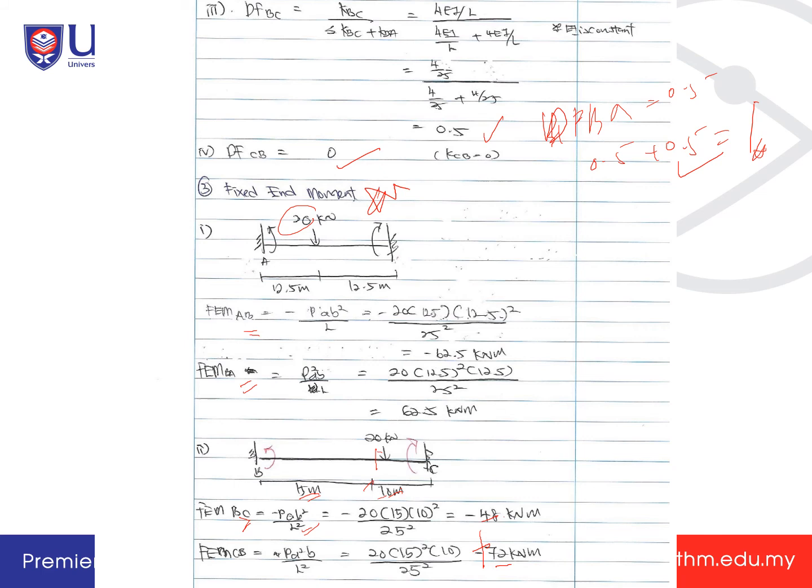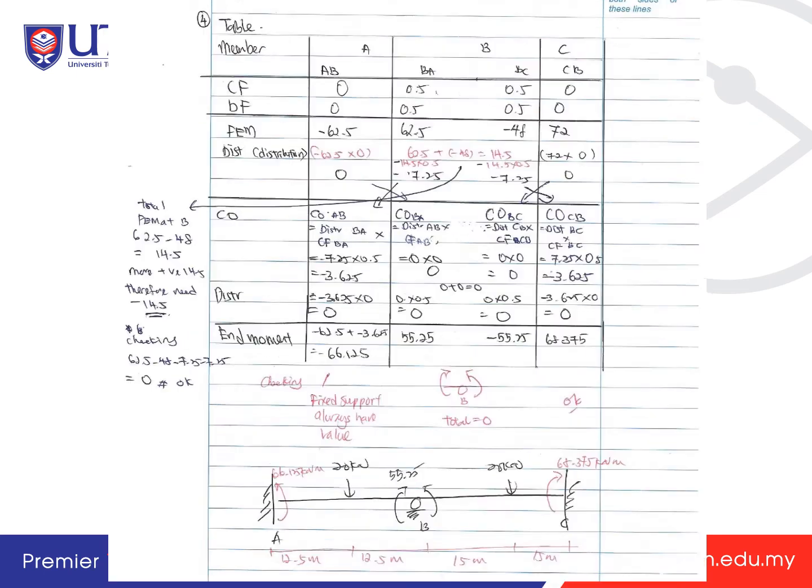Okay, normally at here, you remember here is counterclockwise, here is clockwise. So at left side will be negative, at right side will be positive. After that, you put into the table.